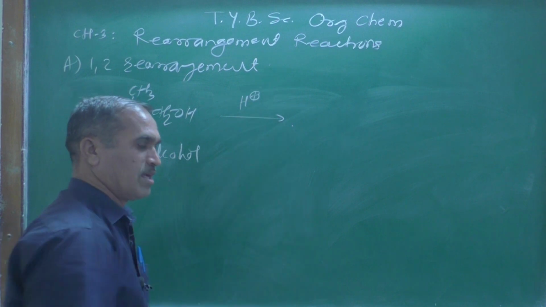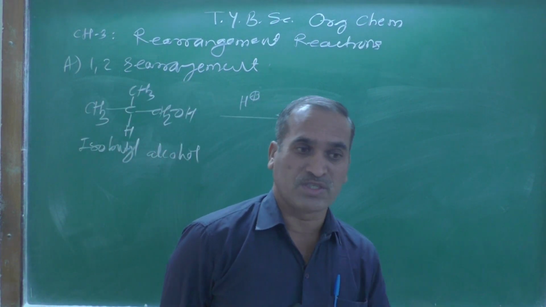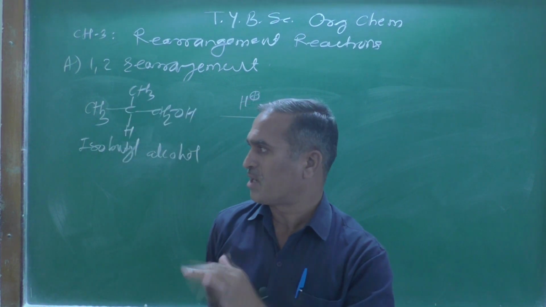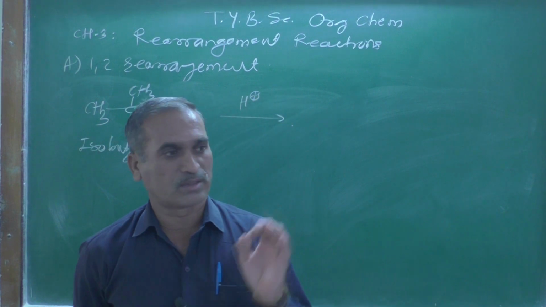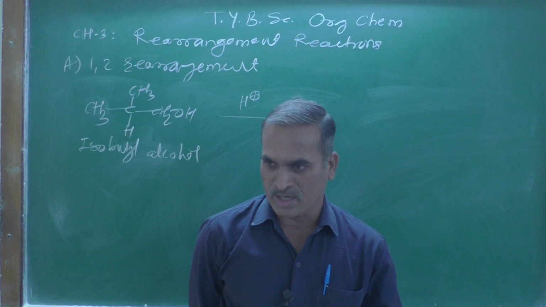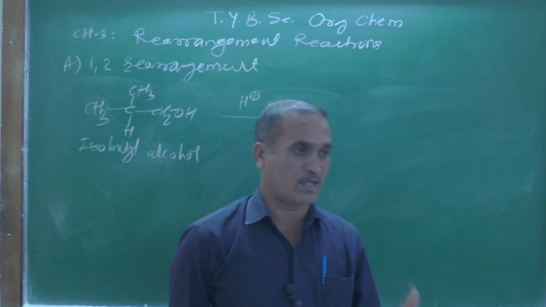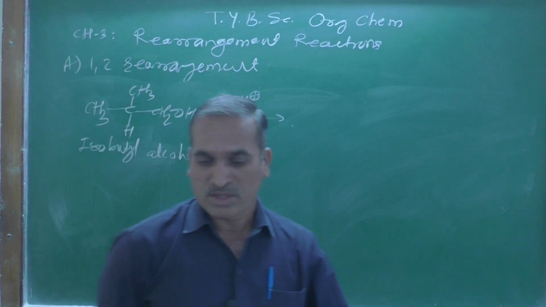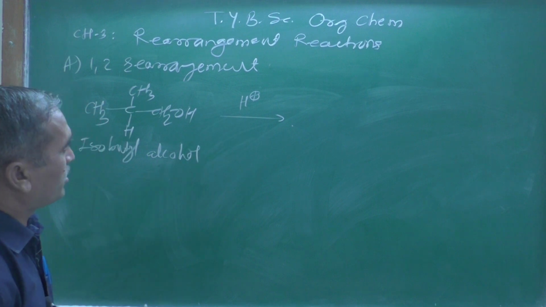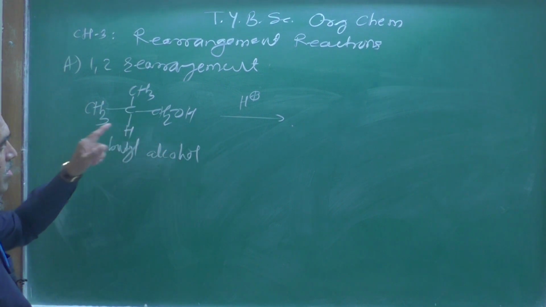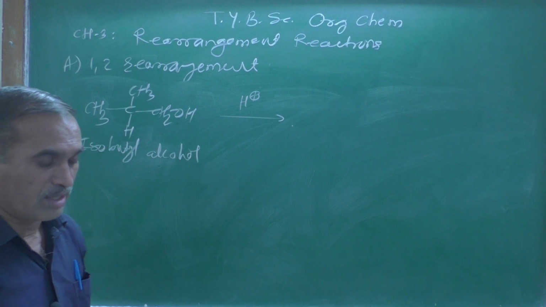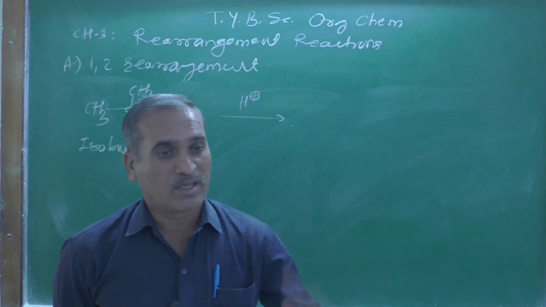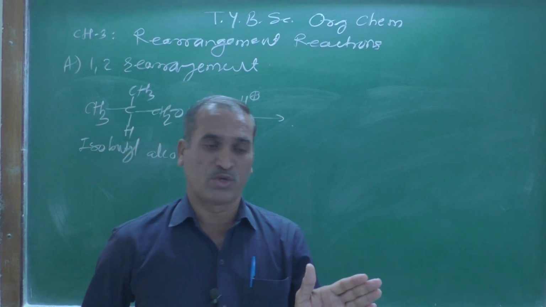Do you know what H plus means? This H plus is nothing but it is coming from an acid, maybe an inorganic acid or an organic acid. Inorganic acids like sulfuric acid, hydrochloric acid, or nitric acid, and organic acids like benzoic acid and acetic acid. This is the meaning of acidic medium. In the acidic medium, the OH gets protonated, because OH is a very bad leaving group. When it gets protonated it becomes a good leaving group, and so it departs.